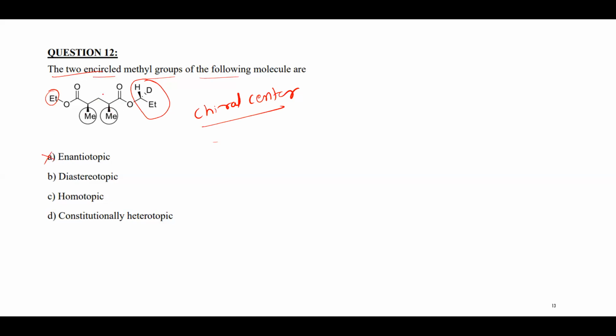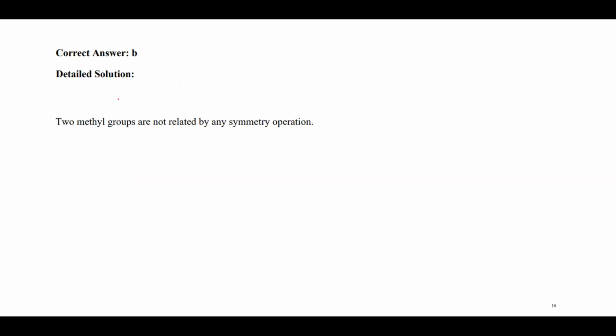If you see this molecule, it is not symmetrical, and these methyls are definitely not homotopic. For homotopic, they should be similar and some kind of C2 axis of symmetry should be there. So this is definitely not homotopic. Now the choice is between diastereotopic and constitutionally heterotopic. Constitutionally heterotopic, I think, comes in the different isomer. So the best option is the diastereotopic one.